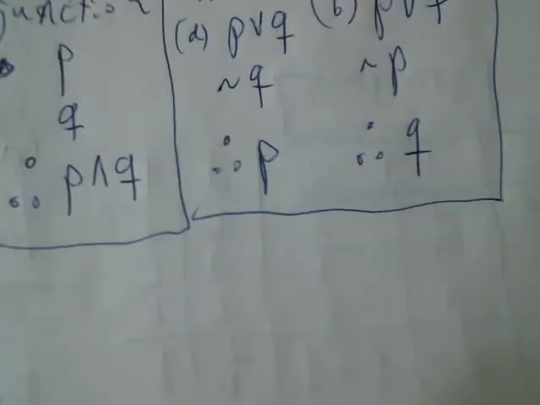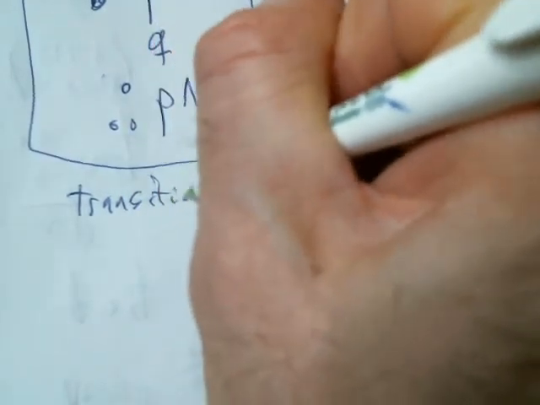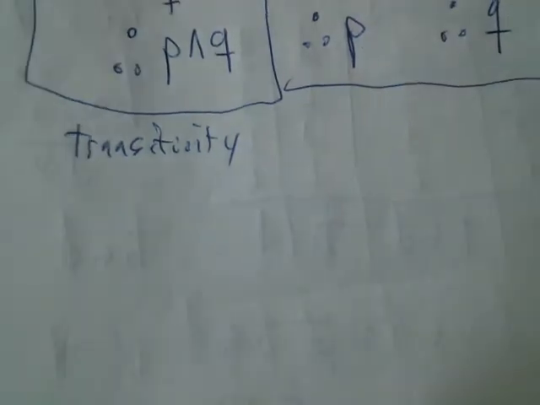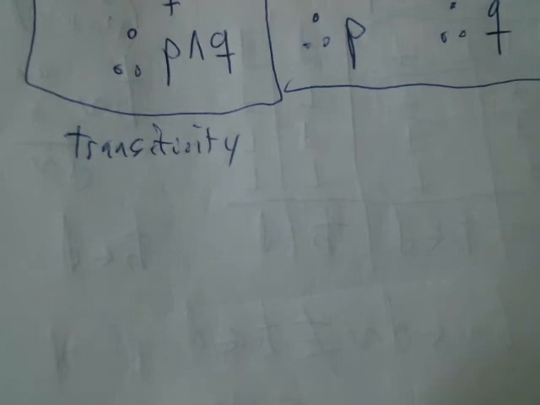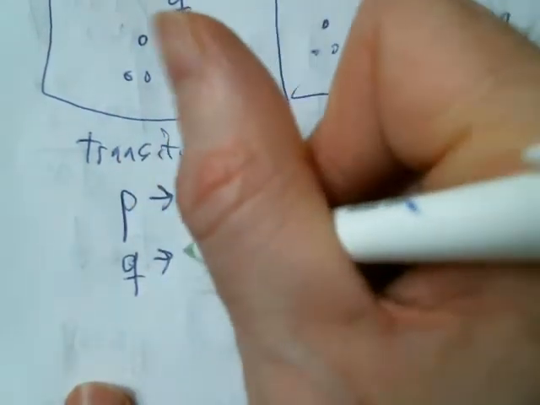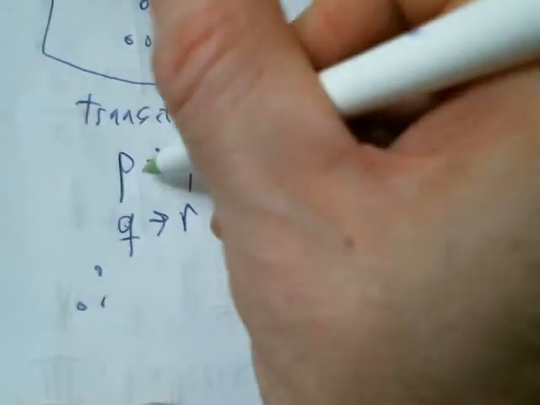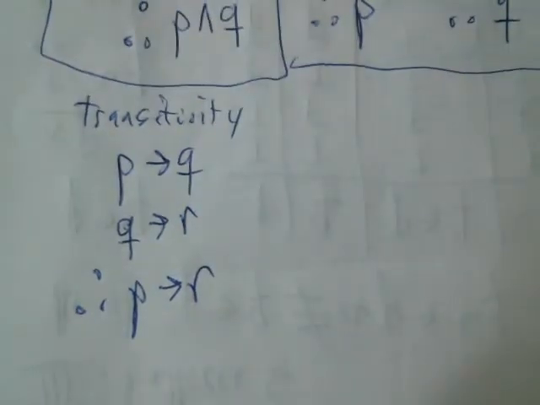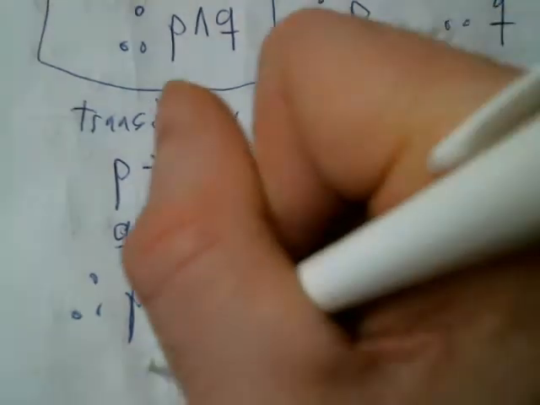Okay, transitivity kind of is what you think it is. I'm not going to give you an example. You can think up your own. If P then Q, and then you have if Q then say R, you can conclude that P will imply R. Okay, so that's transitivity.